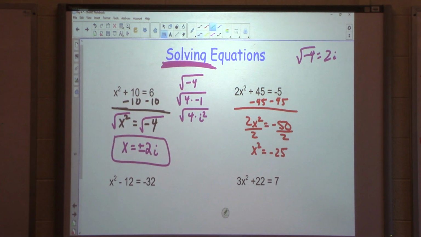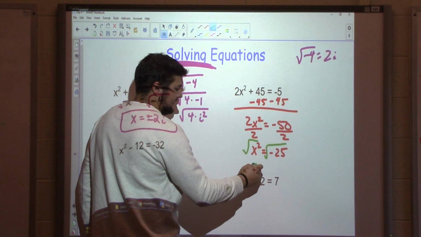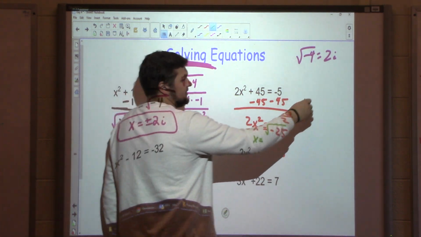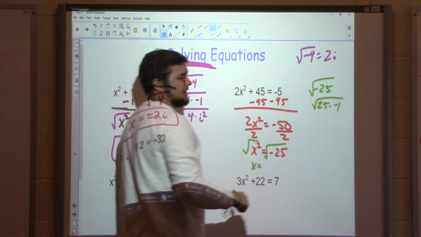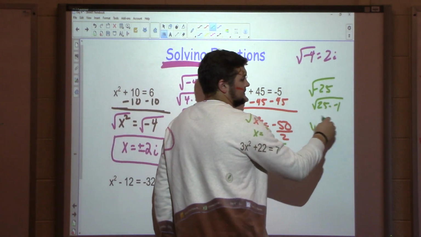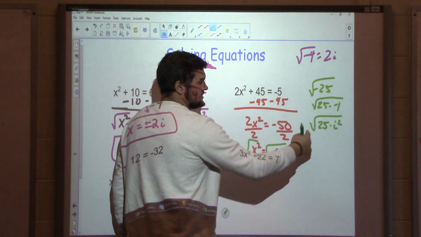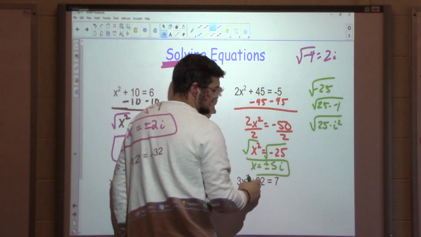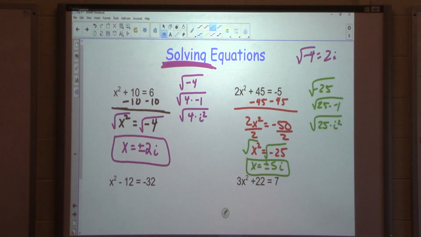Brian, what should I do to solve for x? Square root it. Perfect. Square root both sides. X equals, now remember, same thing, plus or minus the square root of negative 25. I can break that down into 25 times negative 1, which negative 1 is the same as i squared. Square root of 25 is going to be 5. Square root of i squared is going to be i. So x equals positive and negative 5i. Does that make sense? Do you have any questions on that?